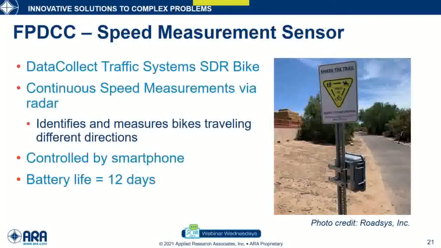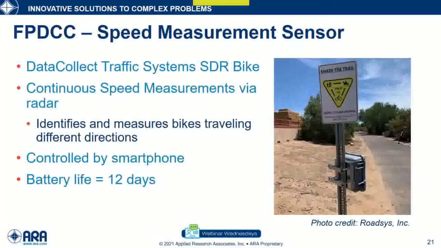It can actually be attached even to a tree or other very discreet locations alongside of a trail to minimize the impact of the sensor and really help to not bias users approaching the sensor, either quickly because they see that it's there and want to show off a little bit, or slowing down thinking that they're being watched for whatever reason. It's a great discrete sensor to deploy.